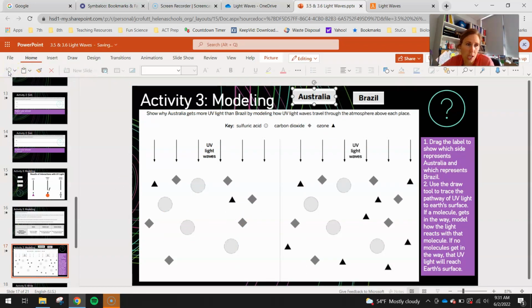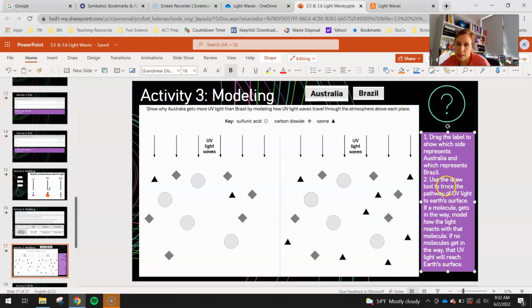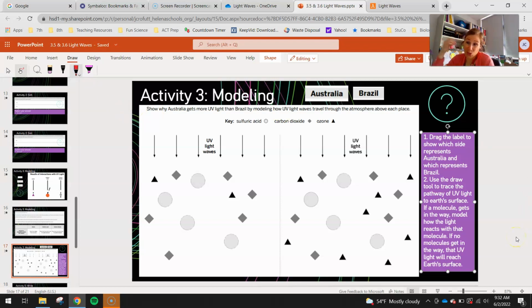Once you have determined which side's Australia and which side's Brazil, then you will move on to number 2 in your directions over here. Use the draw tool to trace the pathway of UV light to Earth's surface. That pathway for now is going to be in a straight line because we know that light travels in a straight line. So if a molecule gets in the way of one of these UV lights, there's 6 that you are going to trace.